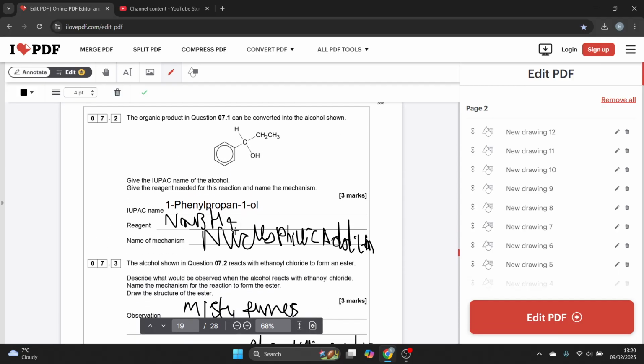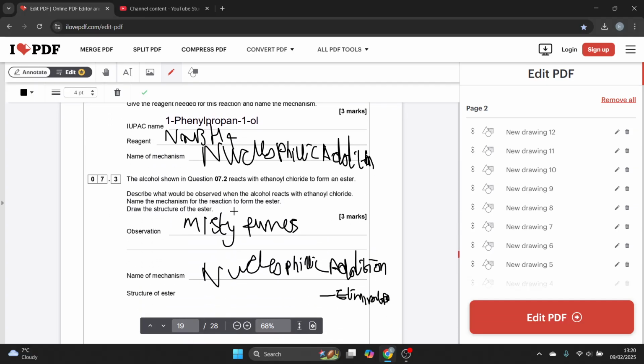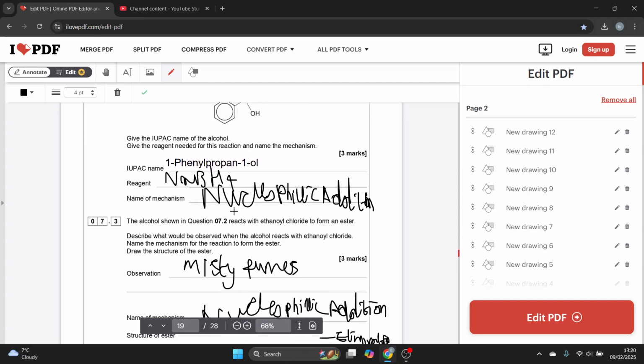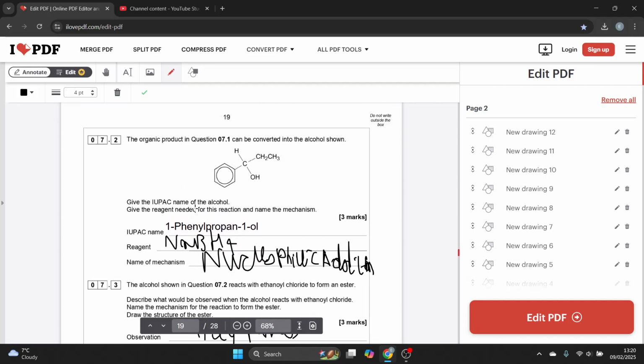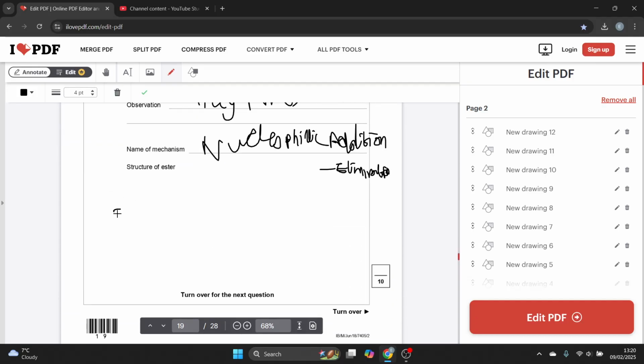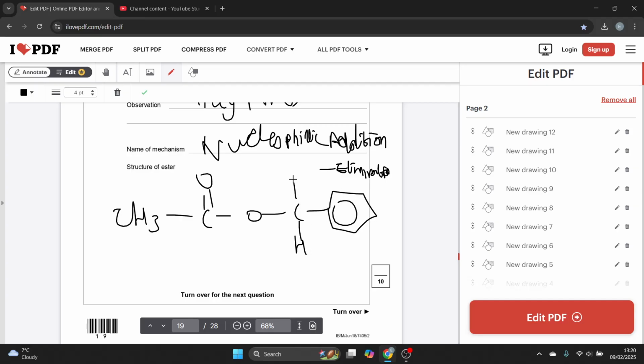Show the structure of the ester. Well, what's going to happen is nucleophilic addition-elimination: the alcohol reacts with ethanoyl chloride. We're going to have CH3, C double bond O, O, CH, and then your CH2, CH3.